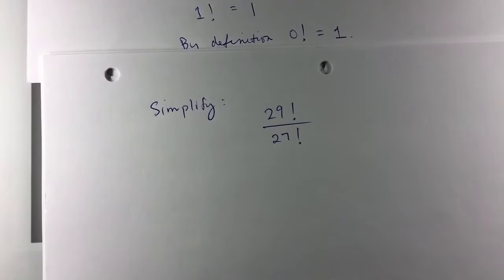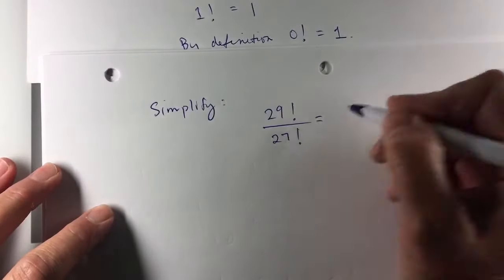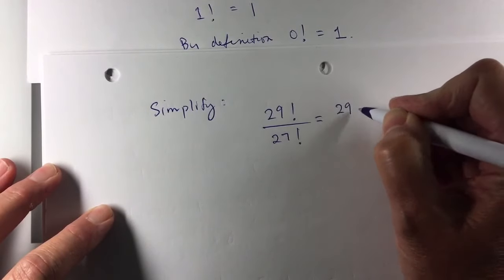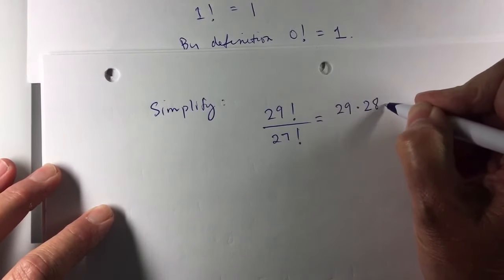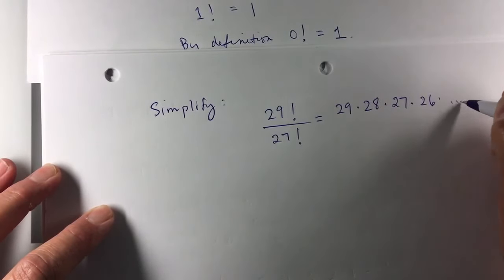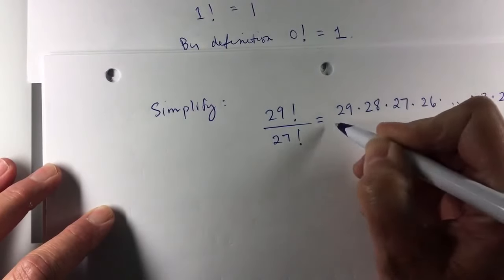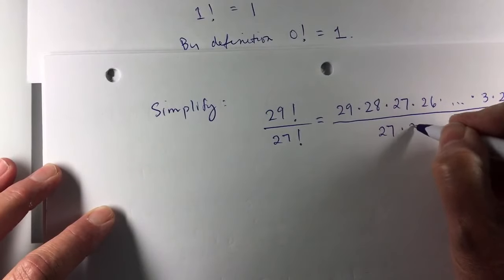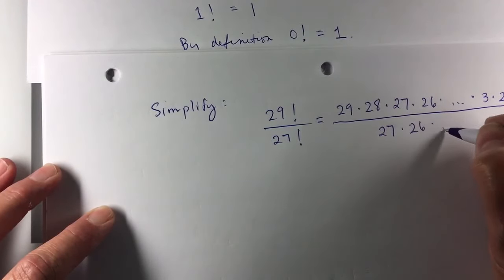So here's a problem that involves factorial, and I'm going to write out a few of these terms. 29 factorial is 29 times 28 times 27 times 26, dot, dot, dot, down to 3 times 2 times 1. And then 27 factorial is 27 times 26, dot, dot, dot, to 3 times 2 times 1.